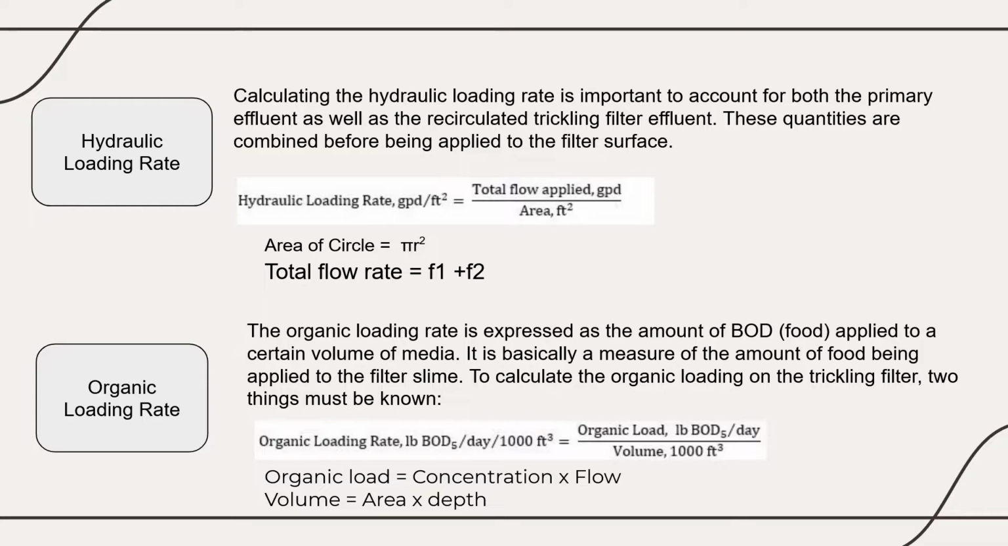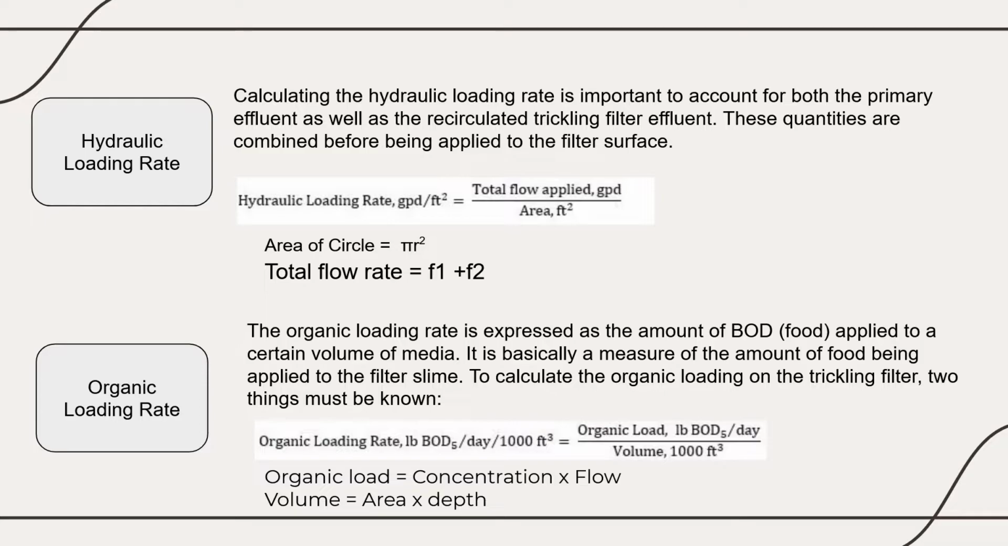Moving on to organic loading rate. The organic loading rate is expressed as the amount of BOD, which means food, applied to a certain volume of media. It is basically a measure of the amount of food being applied to the filter slime. To calculate the organic loading on the trickling filter, 2 things must be known. First, the organic load, and the second one is the volume.